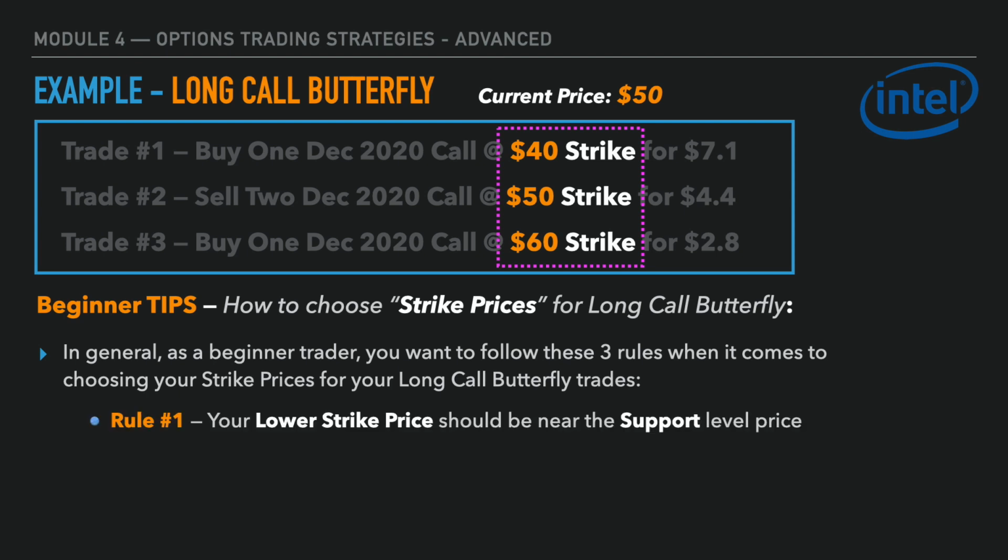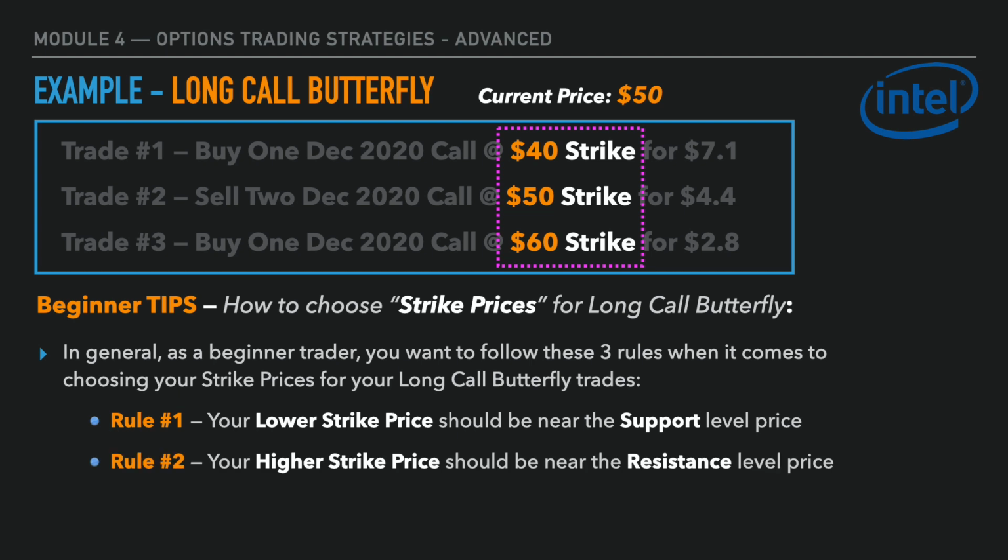Rule number 1, your lower strike price should always be at or near the support level. This is the price where you believe the stock will not break to the downside. Rule number 2, your higher strike price should always be at or near the resistance level. This is the price where you believe the stock will not break out to the upside.